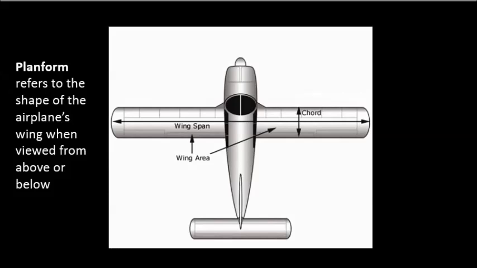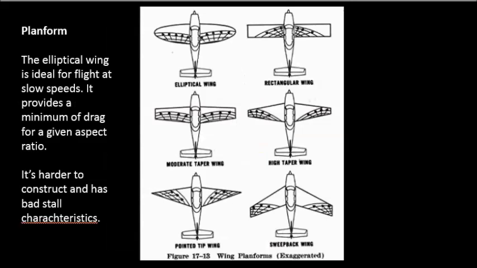Planform. A wing's planform refers to the shape of the airplane's wing when it's viewed from above or below. So we're looking at this airplane from the top. You can see the wingspan, the chord, and the wing area. This is basically a straight, almost rectangular wing. It is a rectangular wing, but it's tapered on the end. No worries, it will fly like this rectangular wing for the most part.